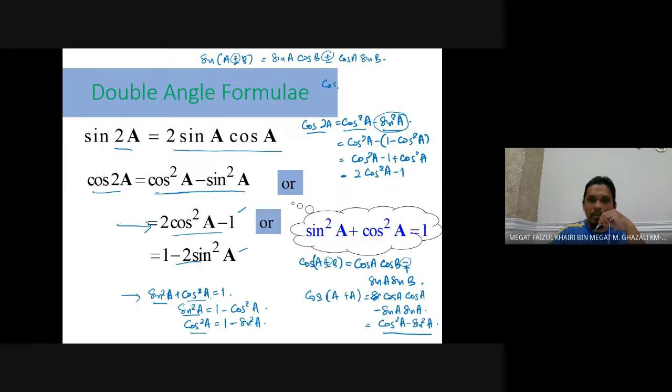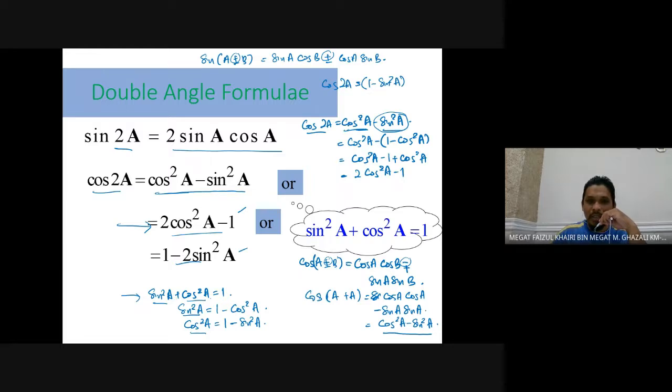Okay, cos 2a equal to, okay, just now I substituted this sine square a with 1 minus cos square a. Now it's time for cos square. Cos square here, substitute with 1 minus sine square a.